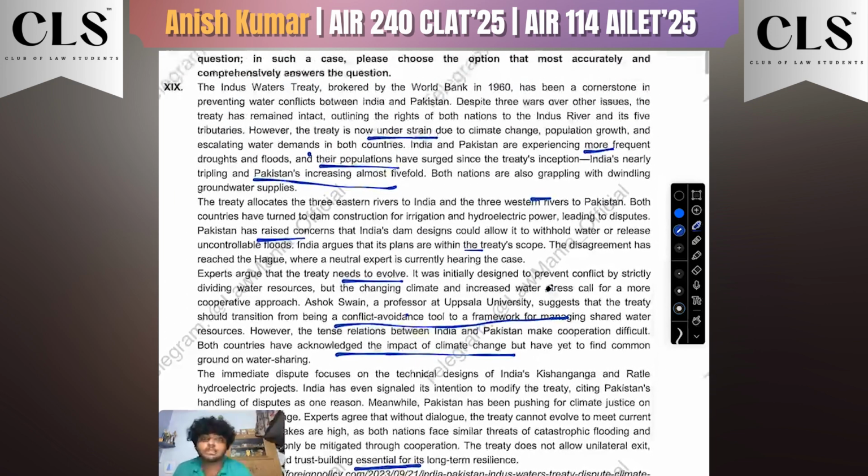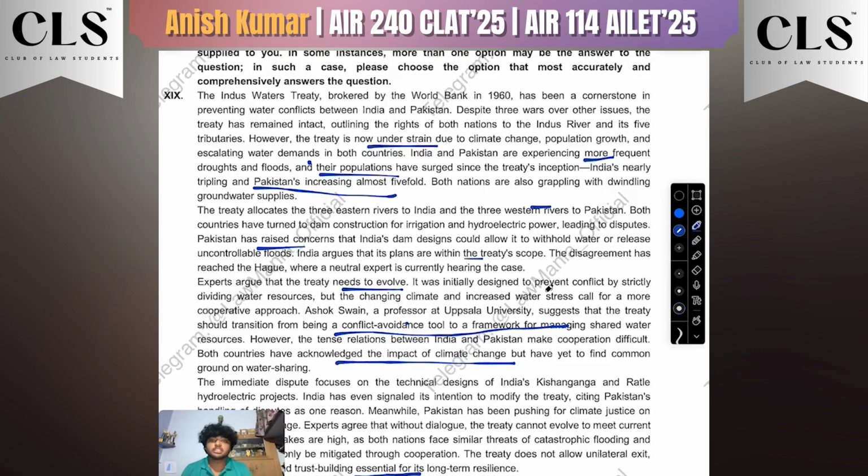So what is the main idea? The thing being talked about here is the Indus Water Treaty, which started as a conflict avoidance tool and now needs to be made a framework for how to share water between both the countries.